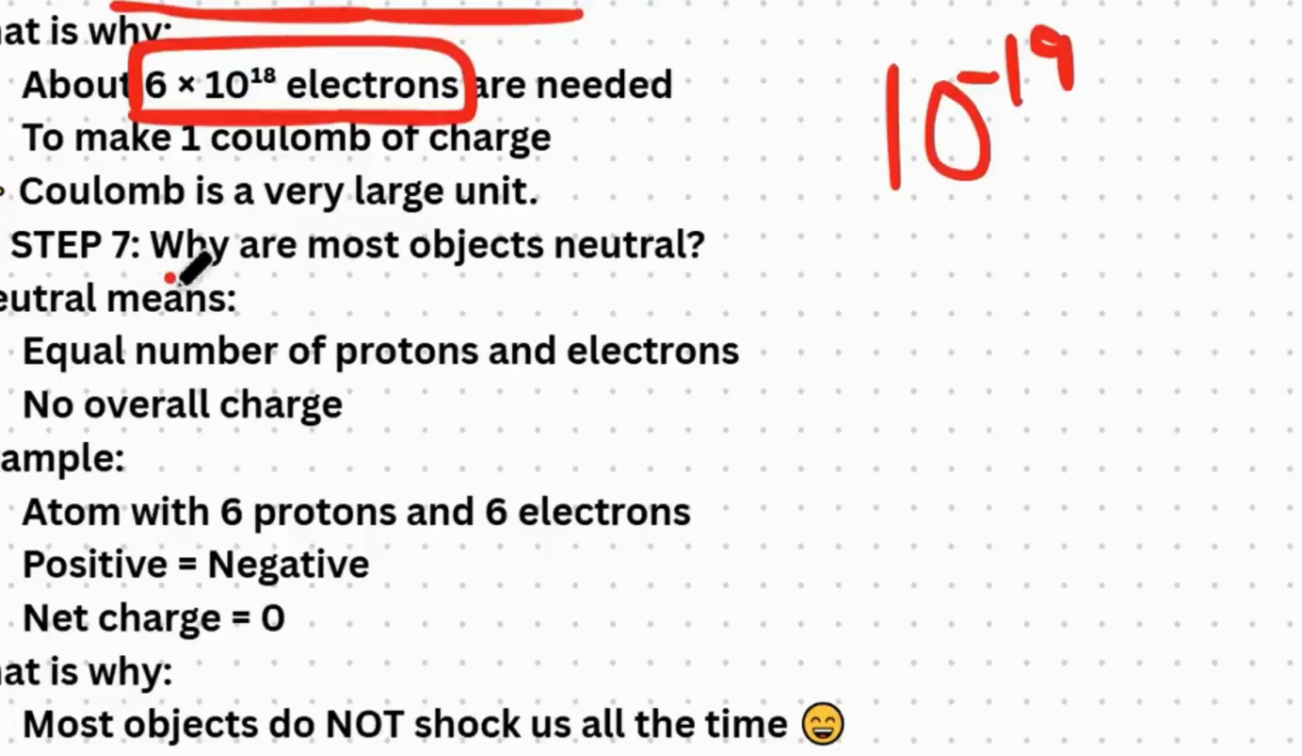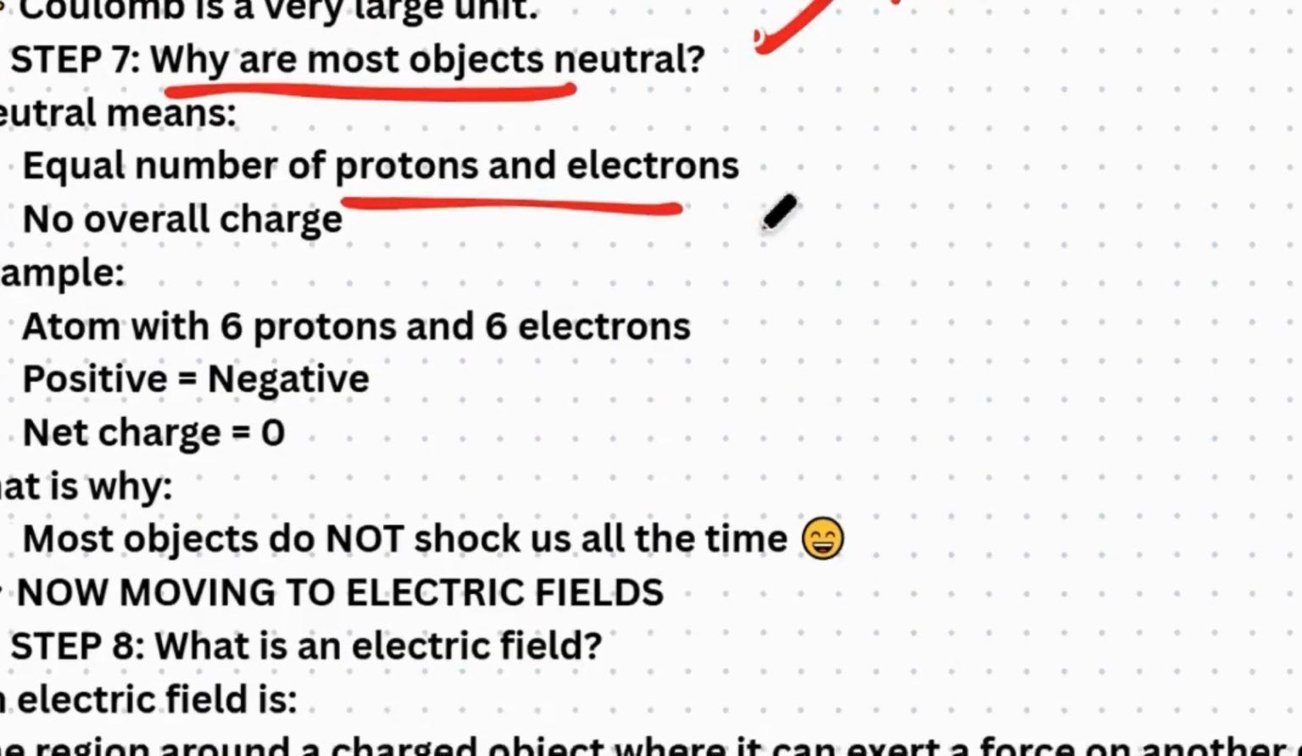Next question which comes is why are most objects neutral? What's the reason they're neutral? So neutral means equal number of protons and electrons. That's what neutral means, and neutral has no charge overall. Now, this is not the answer, obviously. Why are most objects neutral?